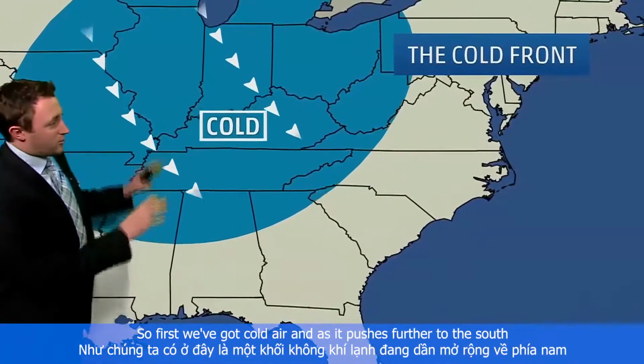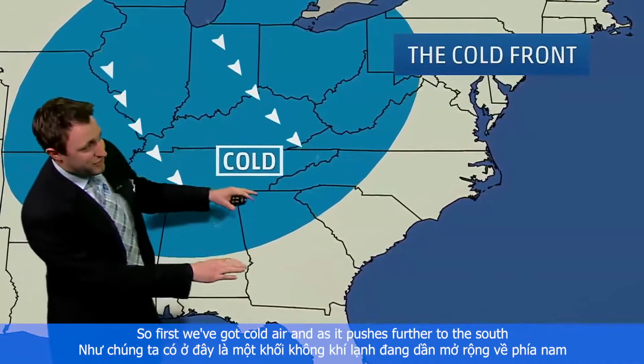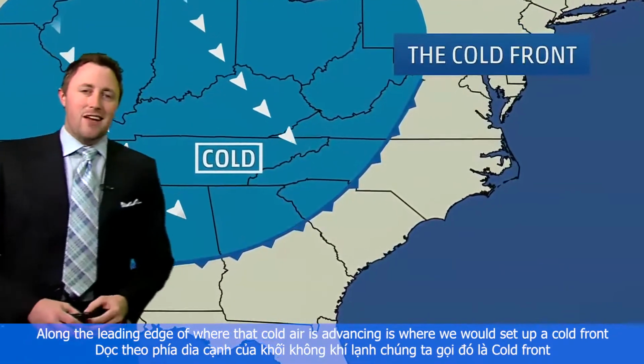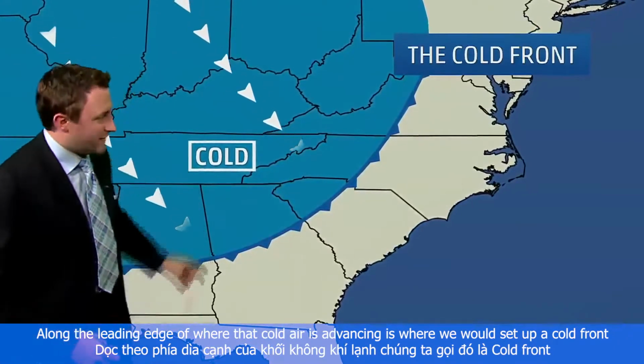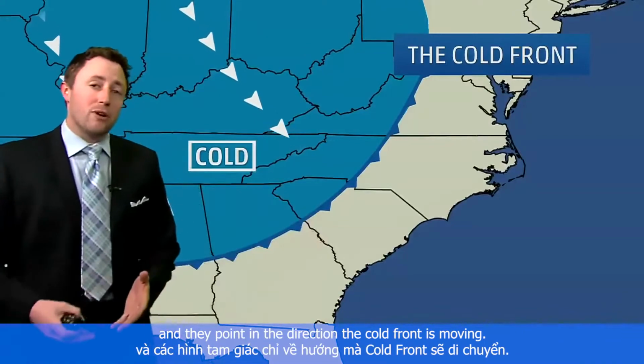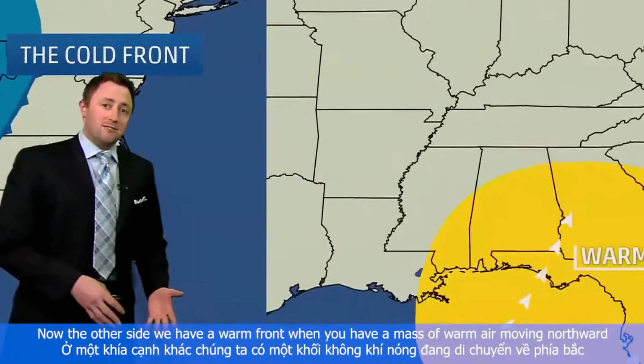So first, we've got cold air, and as it pushes further to the south, along the leading edge of where that cold air is advancing is where we would set up a cold front. And that's going to be this blue line here with all these triangles, and they point in the direction the cold front is moving. Now on the other side, we have a warm front.